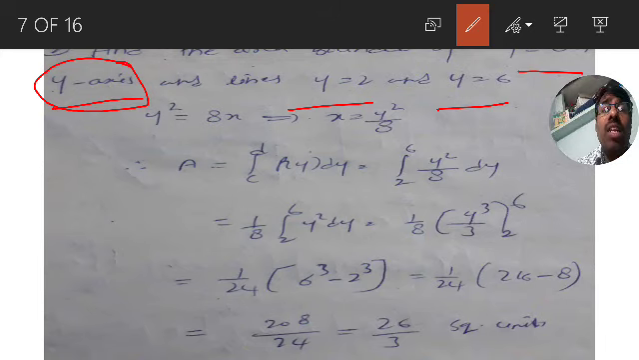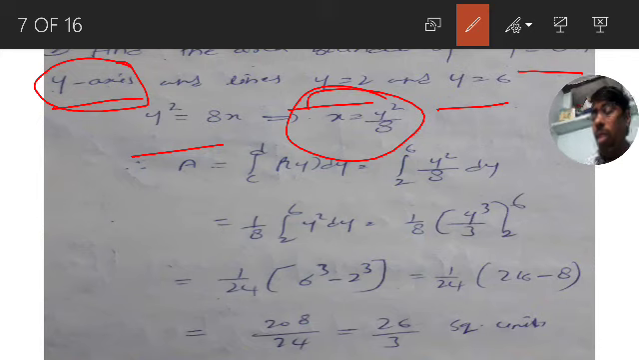What is f of y? That is x is equal to f of y. But here y square is equal to 8x is given. So write it as x is equal to y square by 8. That's it. So we have c value 2 and d value 6 and f of y is y square by 8. Substitute in the formula integration c to d f of y dy and calculate.